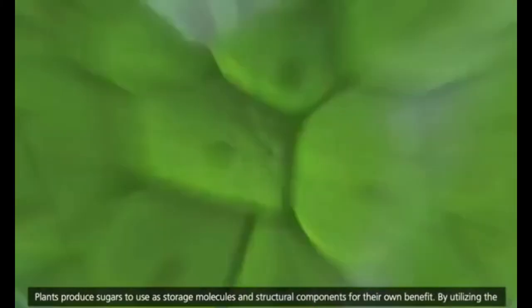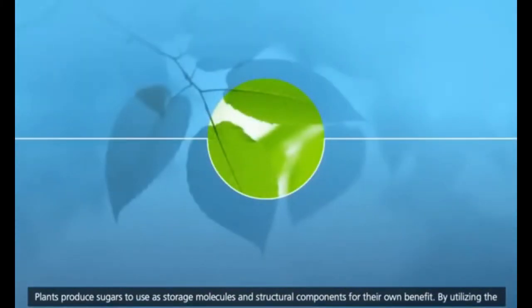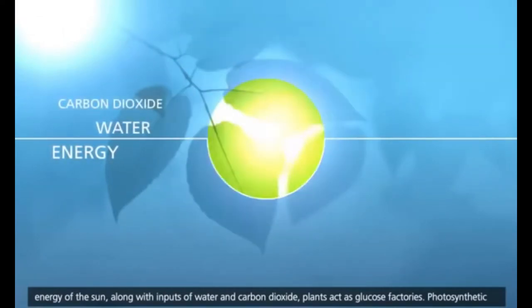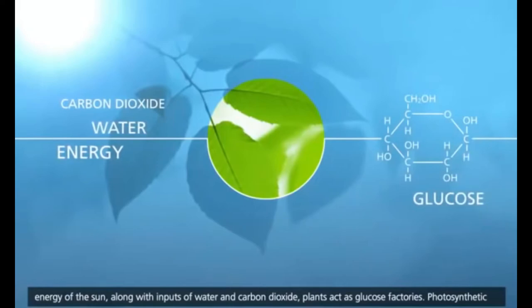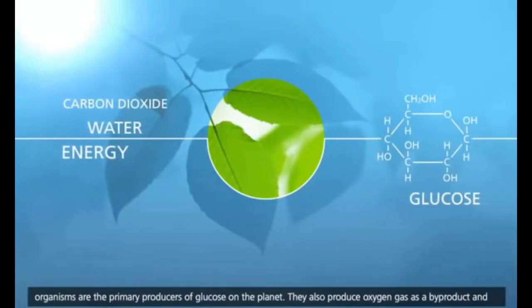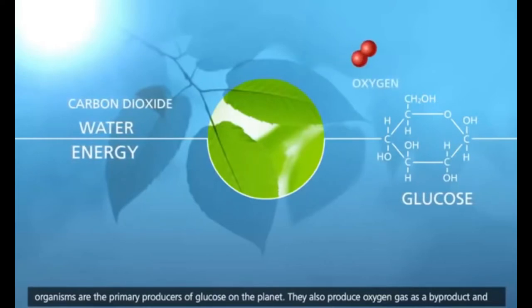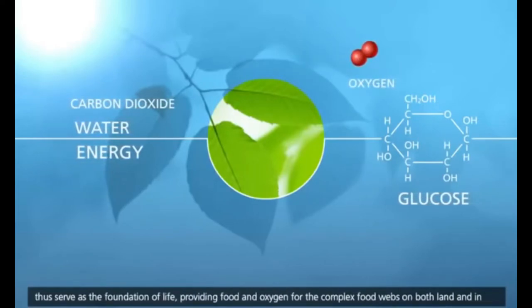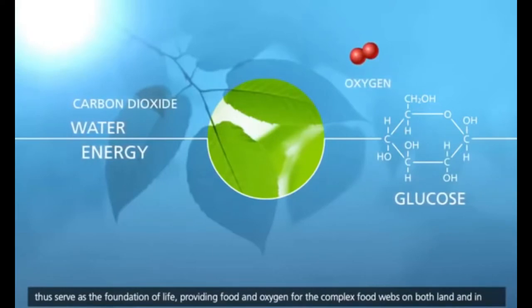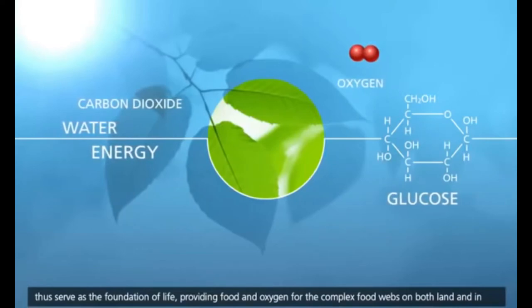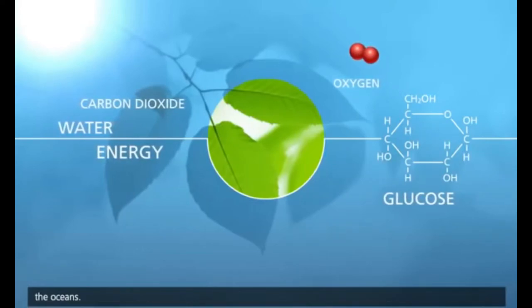Plants produce sugars to use as storage molecules and structural components for their own benefit. By utilizing the energy of the sun, along with inputs of water and carbon dioxide, plants act as glucose factories. Photosynthetic organisms are the primary producers of glucose on the planet. They also produce oxygen gas as a byproduct, and thus serve as the foundation of life, providing food and oxygen for the complex food webs on both land and in the oceans.